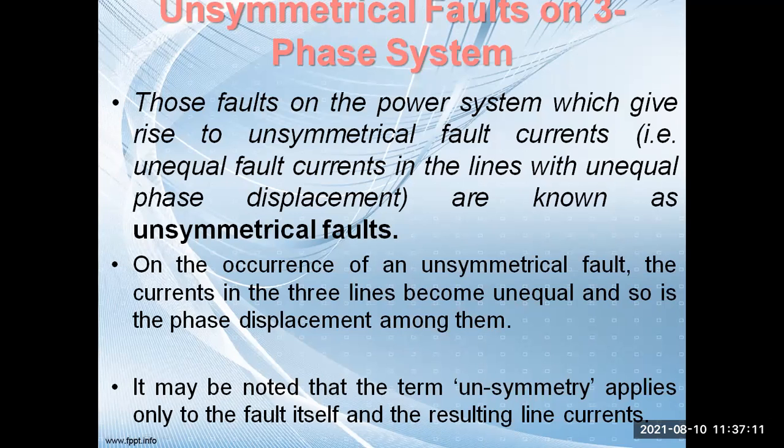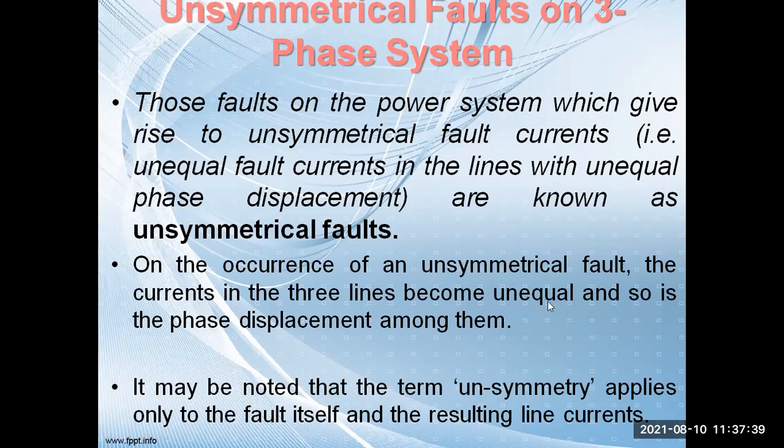On the occurrence of an unsymmetrical fault, the currents in the three lines become unequal, and so is the phase displacement among them. It may be noted that the term unsymmetry applies only to the fault itself and the resulting line currents. So we need to understand that the fault itself is unsymmetrical in nature, and the fault current which will flow in the system is also unsymmetrical in nature.